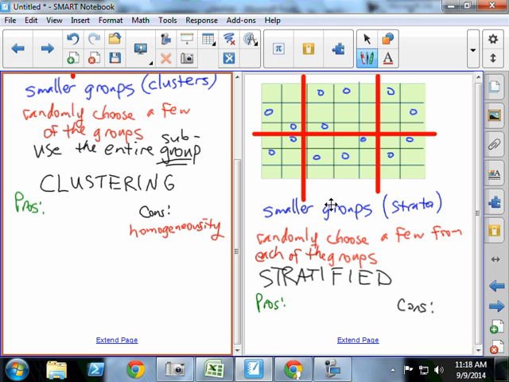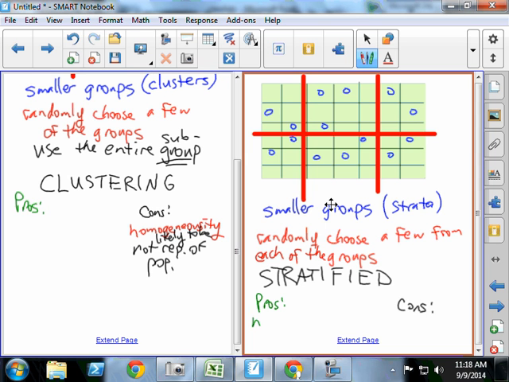So it's not representative of the population. Not likely to be, okay? It's not likely to be representative of the entire population. If you look at stratified, if it's done properly, it looks proportional. It looks pretty good, doesn't it? So I would say a pro to this is it's not likely to produce bias.